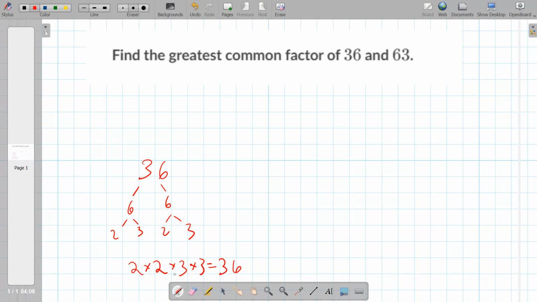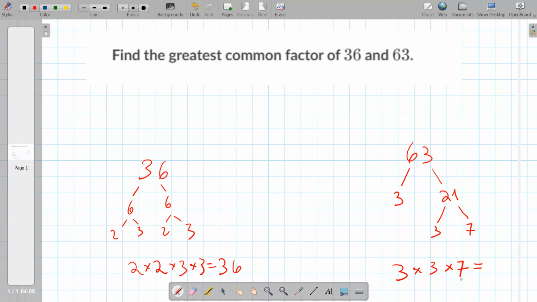Okay. And 63 can be broken down to what? 21 and 3, right? 3 times 20 is 60. 3 times 1 is 3. So 3 times 21 is 63. And 21 can be broken into 3 and 7. So 3 times 3 times 7.